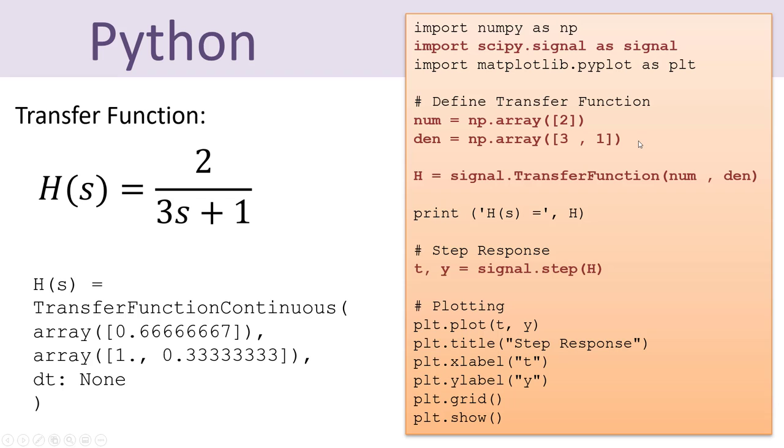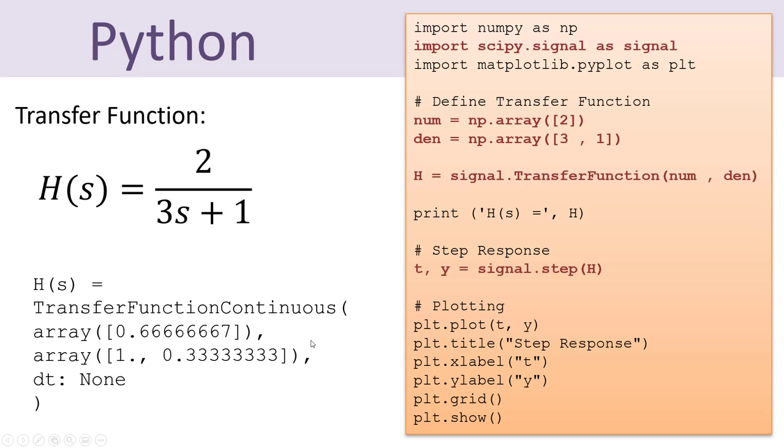Then, as mentioned earlier, we need to define the transfer function by defining the numerator using a NumPy array. This line of code defines the numerator, while this line of code defines the denominator of the transfer function. Then in SciPy signal, we can use the function called transfer function in order to define the transfer function, and the input to this function is the numerator and the denominator. We can print the transfer function. We can also perform a step response, and then later we can plot it.